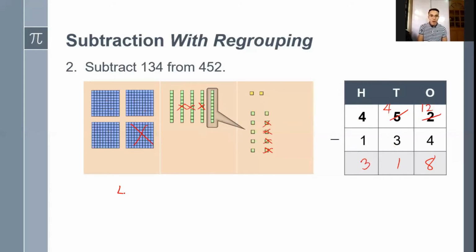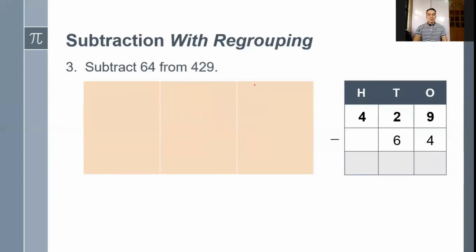Therefore, 452 minus 134 is equal to 318.